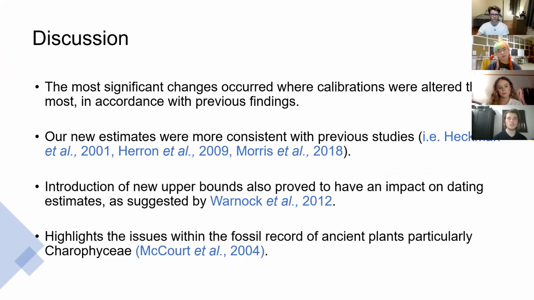Okay, so what do these results mean? How significant are they? Where we changed our fossil calibrations the most, which tended to move towards the back end of the tree, they had the most change.